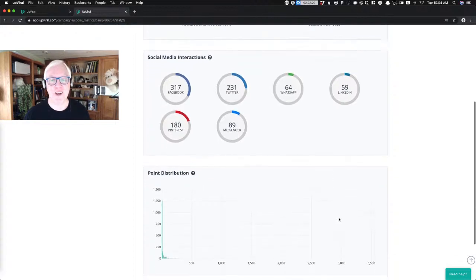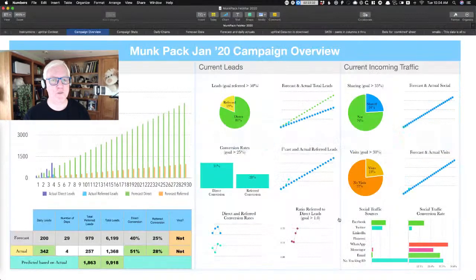So you get some data, but imagine that data looked more like this. Now, I've built in some forecasting information. That forecast is down here. So I said, maybe we're going to get 200 leads a day, and the campaign runs for 29 days, and so we calculated some stuff. I made an assumption of 40% direct conversion, 25% referred conversion. And then we're tracking the actuals. So all this stuff is calculated from data that I bring over from UpViral.